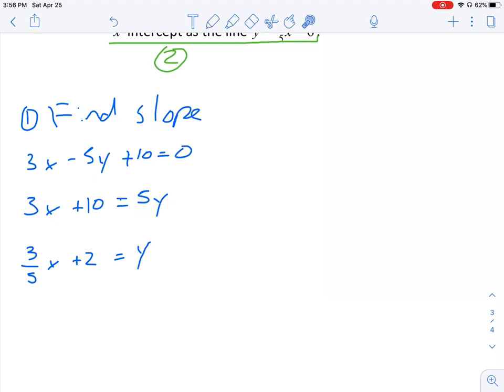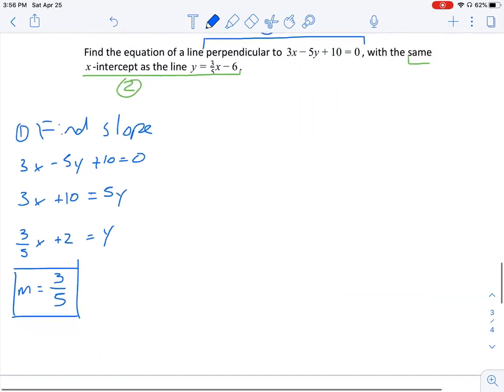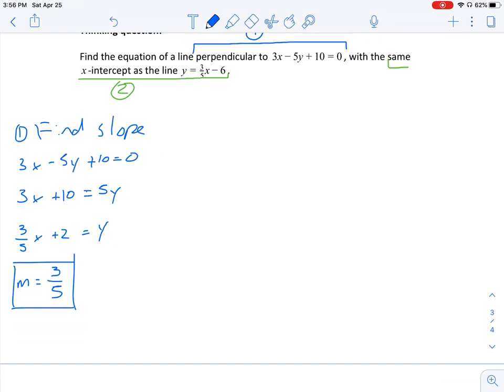So I'm looking for the slope. So the piece of information I want from this is my slope is 3 over 5. That is the piece of information I need from the line in blue. Second thing we got to do is find the x-intercept of that line.